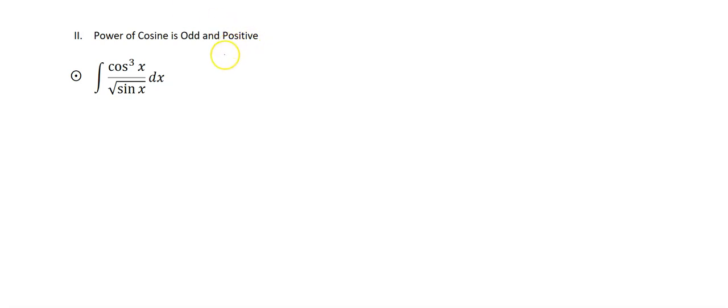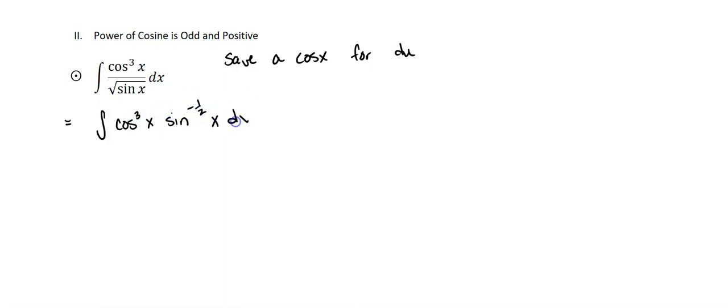So we're going to save a cosine of x for du. So just writing this in all powers, I'm going to write this as cosine cubed of x and sine to the negative 1/2 of x dx, bringing that above the denominator and unwrapping the radical. And then I'm going to split the cosine up. I'll have cosine squared of x times sine to the negative 1/2 of x. And then in parentheses, we're going to have the extra cosine of x, which we are going to hold on to.